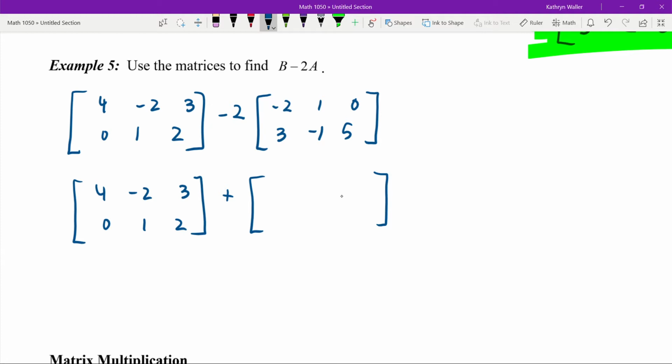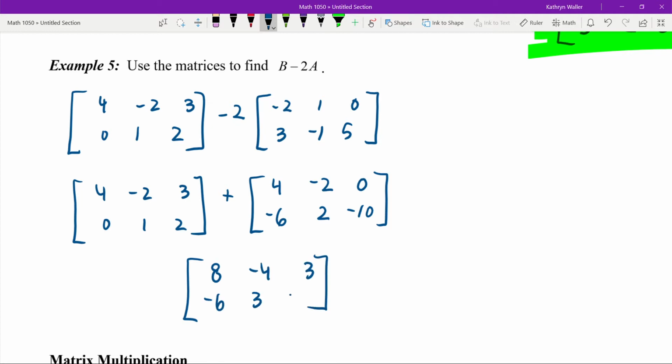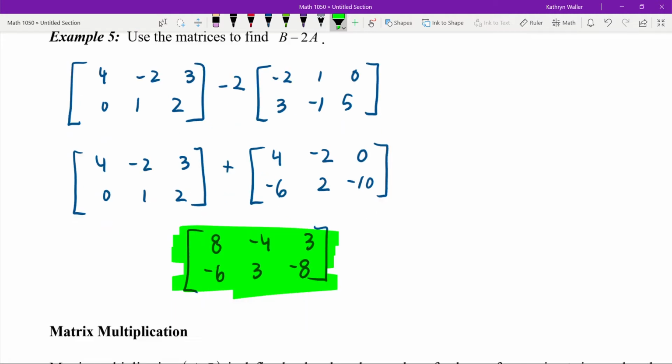So a -2 times a -2 is a +4. -2 times 1 is a -2. 0 times -2 is a 0. 3 times -2 is a -6. A -2 times a -1 is a +2. 5 times a -2 is a -10. Do you see how clear and clean and organized it is, so I'm not going to mess up? So now I add it, and I get 8, -4, 3, underneath -6, 3, -8, and we're done. That's it. Okay? Easy, easy, right?